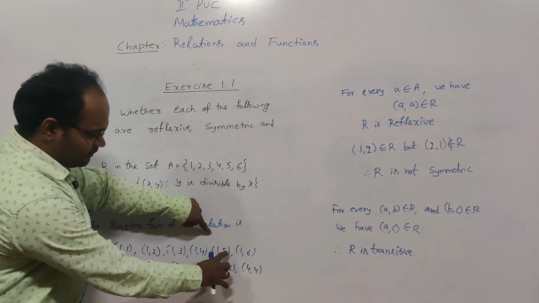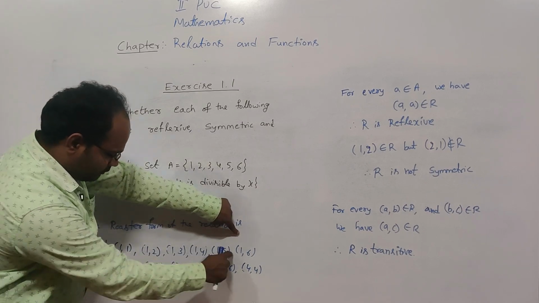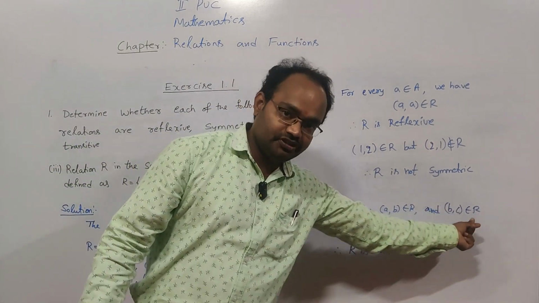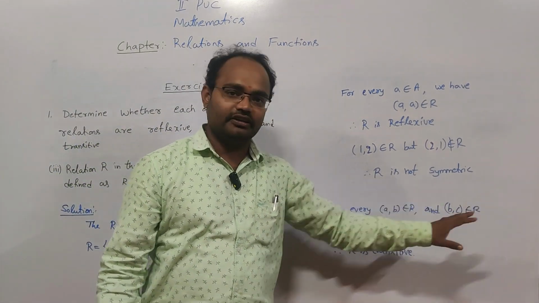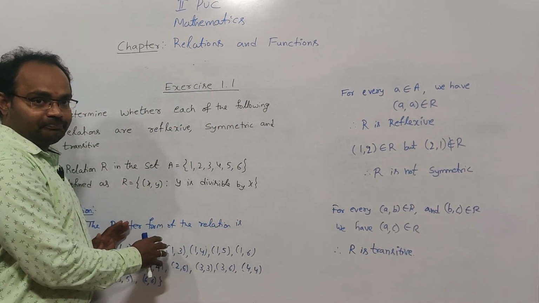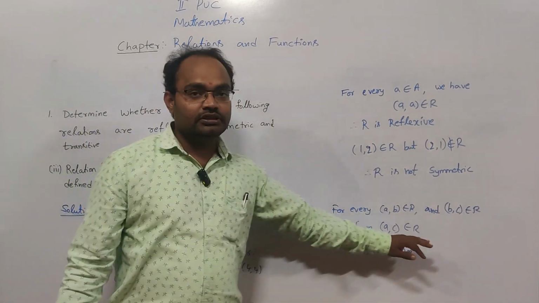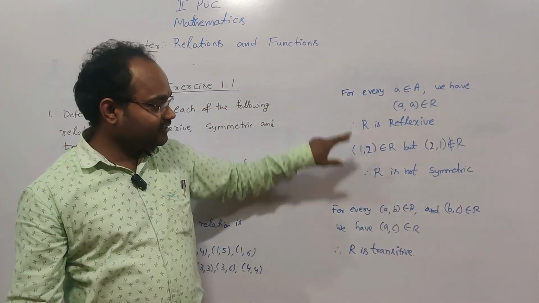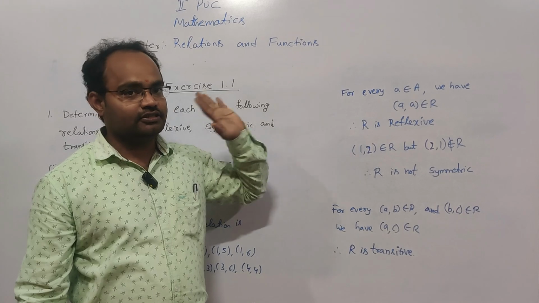1444 ಇದೆ, 1555 ಅದು ಇದೆ, 1666 ಇದೆ. So for every (a, b) belongs to R and (b, c) belongs to R, we have (a, c) belongs to R. ಈ ಪ್ರತಿಯೊಂದು ಪೇರ್ಗೂ ಸ್ಯಾಟಿಸ್ಫೈ ಆಗುತ್ತೆ ಅದು. Therefore it should be transitive. So this relation is reflexive and transitive, but it is not symmetric.